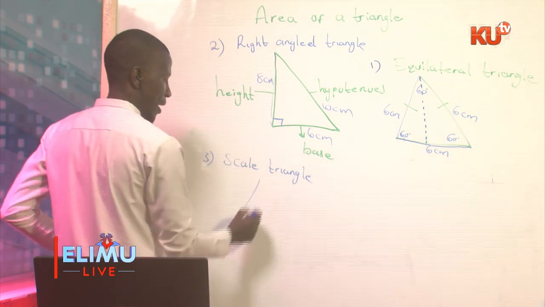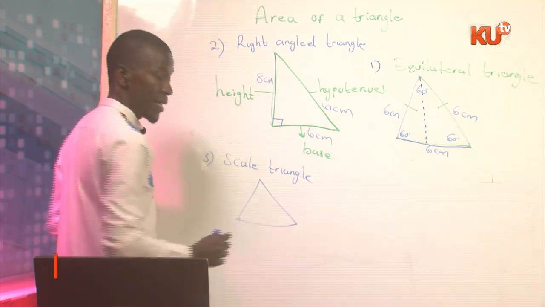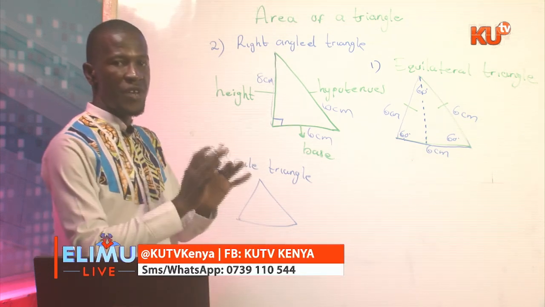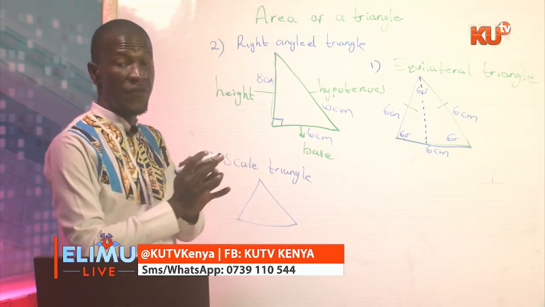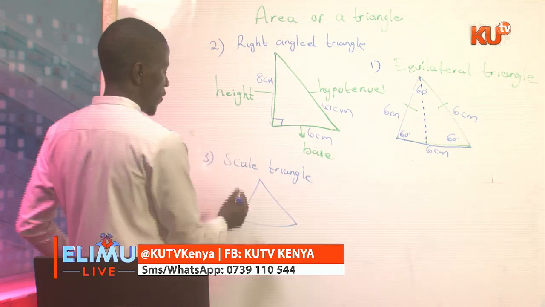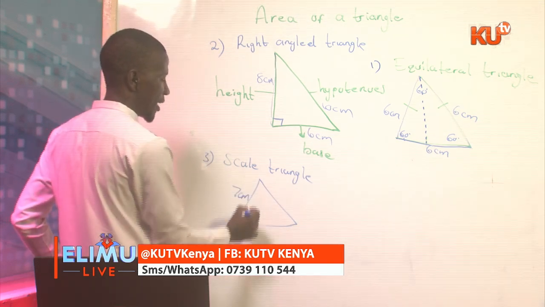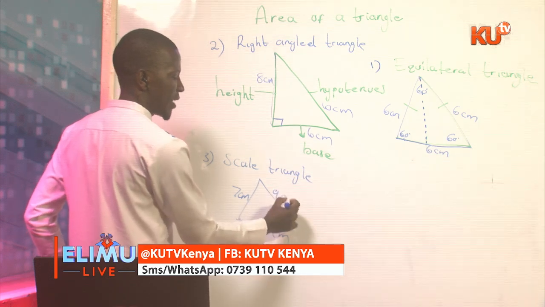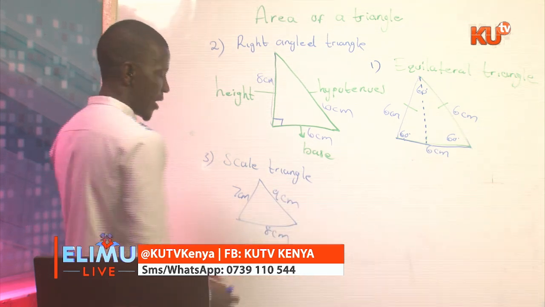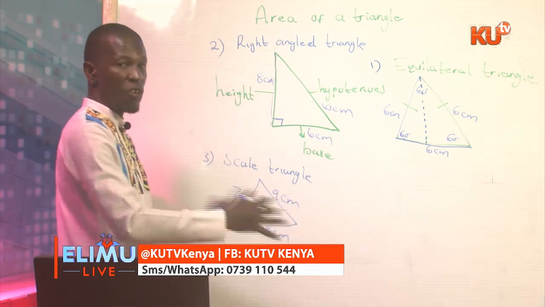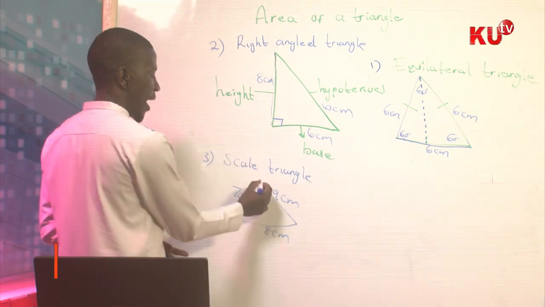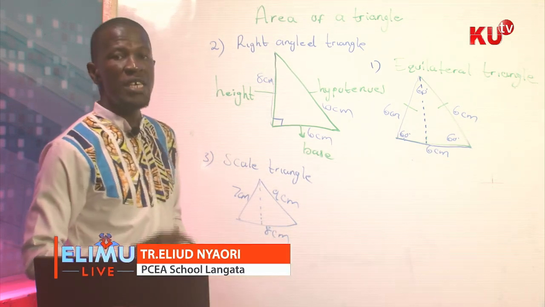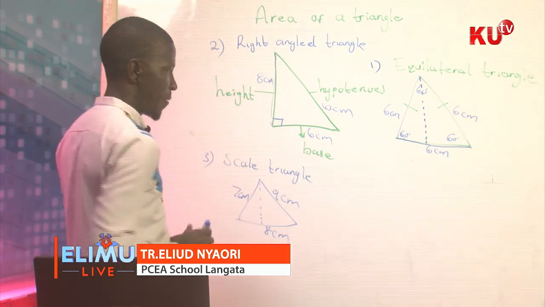So scalene, again, it is like this, and none of its sides are equal. They have different units, different measurements. So if this can be 7 centimeters, this one can be 8 centimeters, this one can be 9 centimeters. Then again, this one forms the hypotenuse. The height will appear somewhere here by the use of an imaginary line.